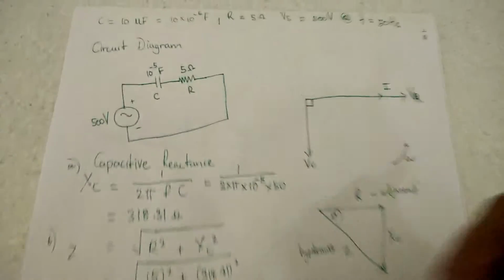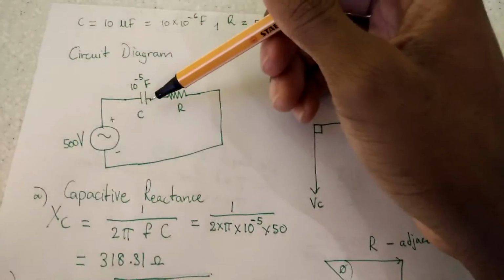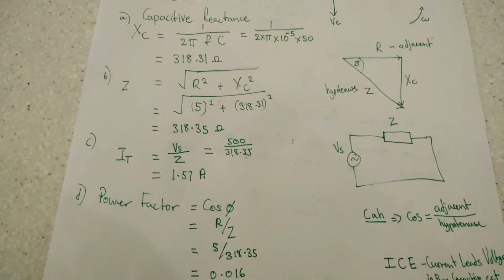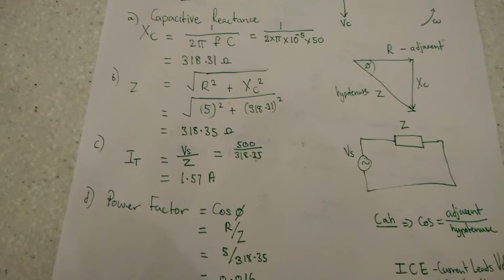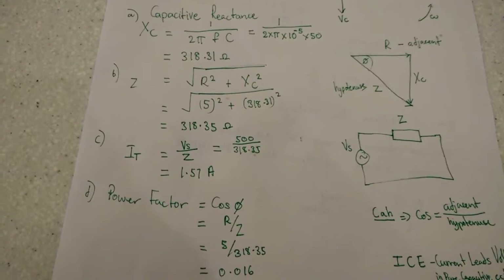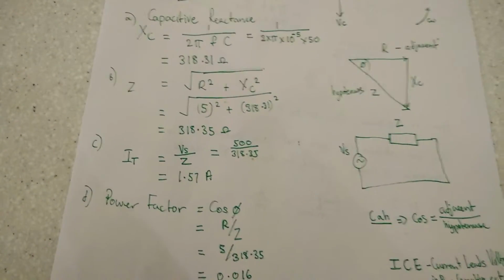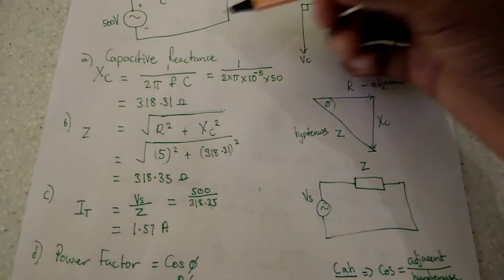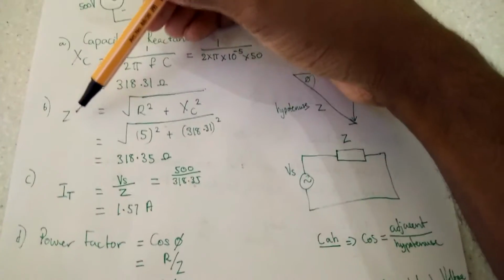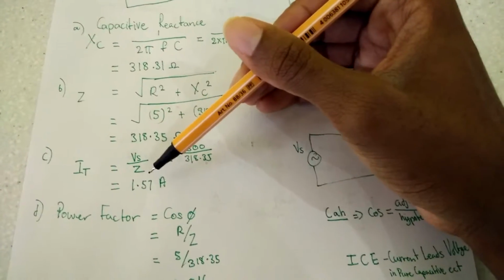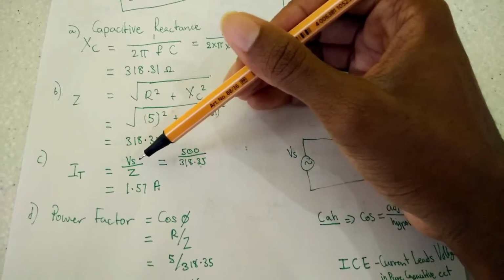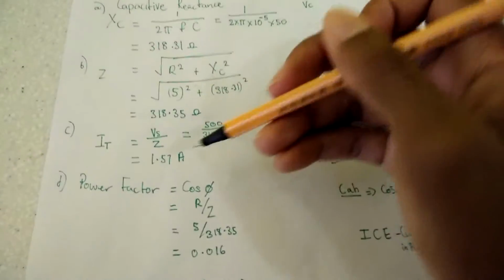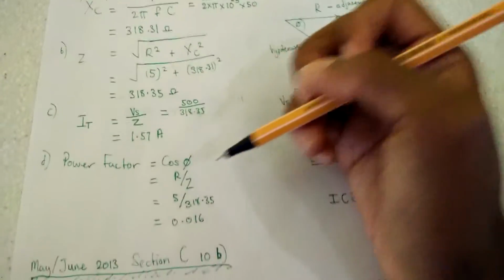And it's a series circuit, so we know that the same current will be flowing through both the capacitor and the resistor. So, from Ohm's law, we know that V is equal to I times R. So if we transpose that equation, we will get I is equal to V over R. However, because this is not just a purely resistive circuit, we use Z, the impedance. So I is equal to V over Z, where V will be the supply voltage Vs. So 500 over 318.35 will give us a current of 1.57 amps.